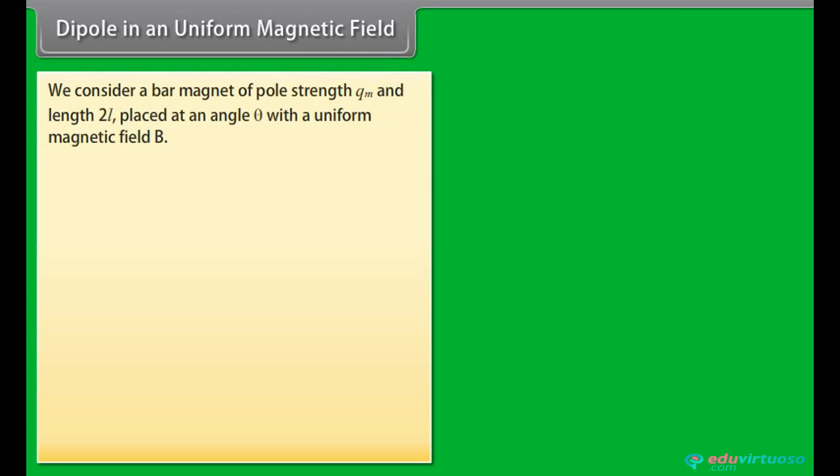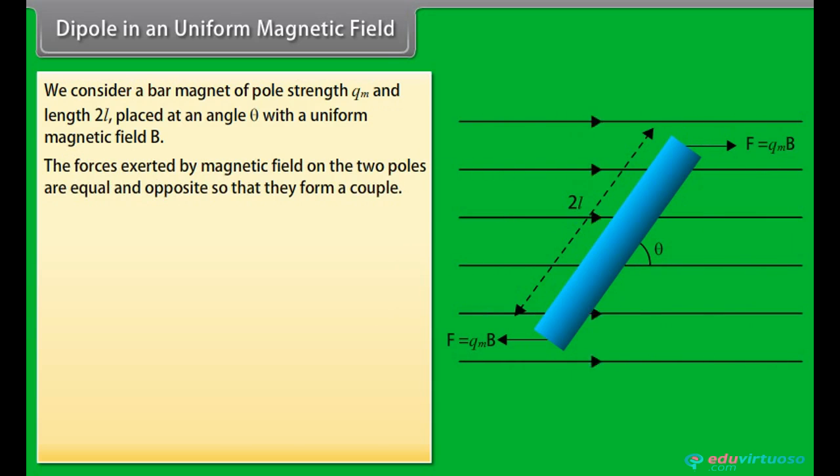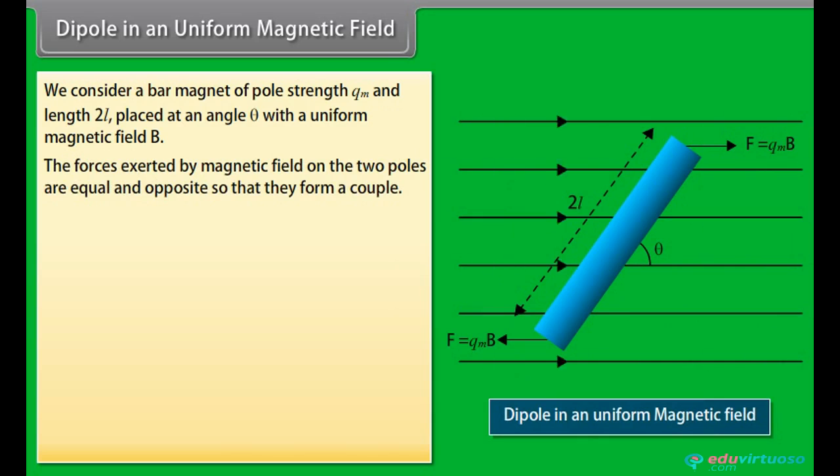Dipole in a uniform magnetic field. We consider a bar magnet of pole strength Qm and length 2L placed at an angle theta with a uniform magnetic field B. The forces exerted by the magnetic field on the two poles are equal and opposite so that they form a couple. Torque is equal to force into lever arm. By putting the values in the above equation, we get the value of torque equals to mB sin θ.